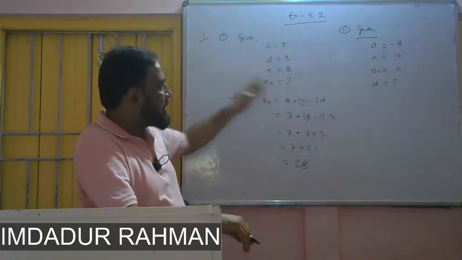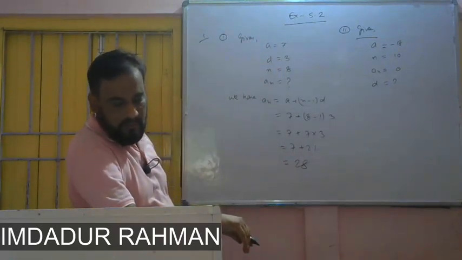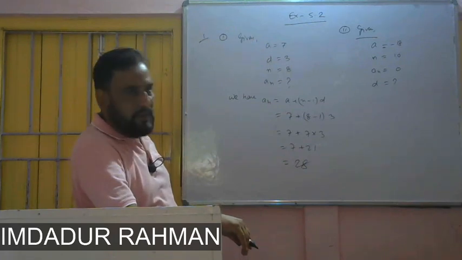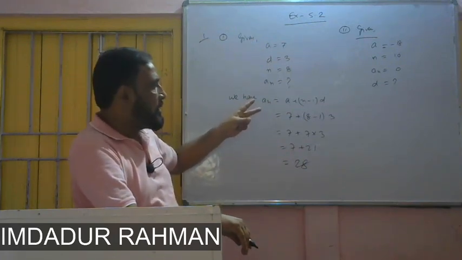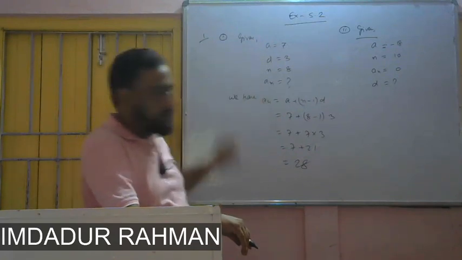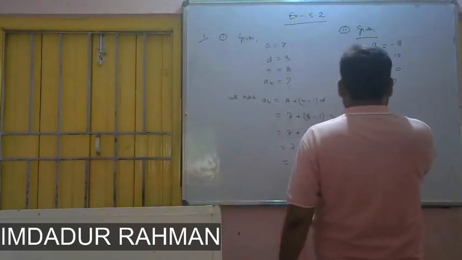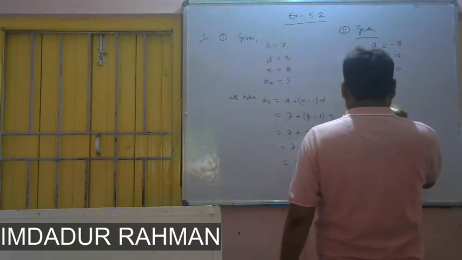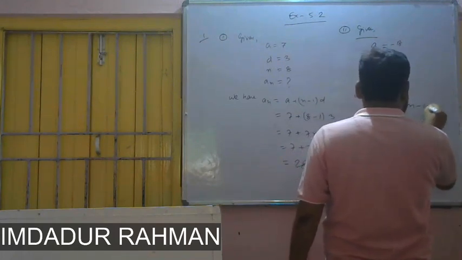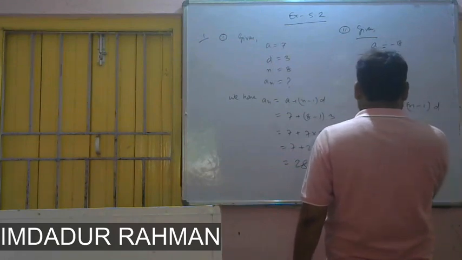Some differences are there with the previous one. Here we have to find out D, but we will use the same method. We will put the formula. We will write the formula and put the value. We have AN is equal to A plus N minus 1 into D.